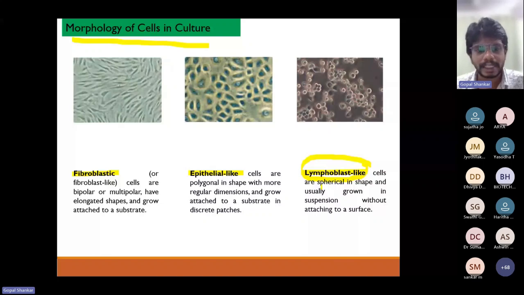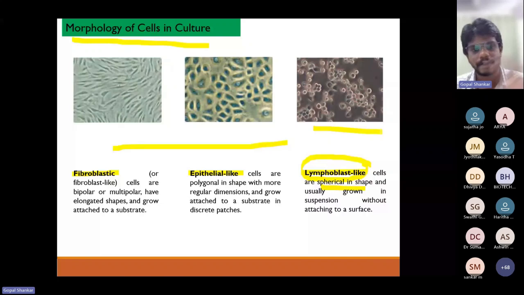So these two attach to the substrate; they are called anchorage dependent cells. Whereas this one grows in suspension, that is, they float in the fluid. They are called anchorage independent cells. Okay. So you isolate the tissue.